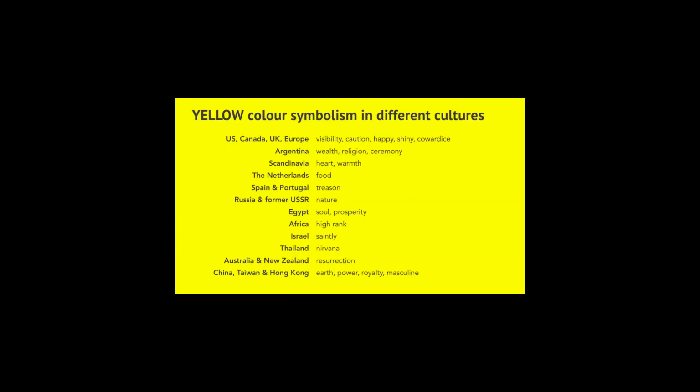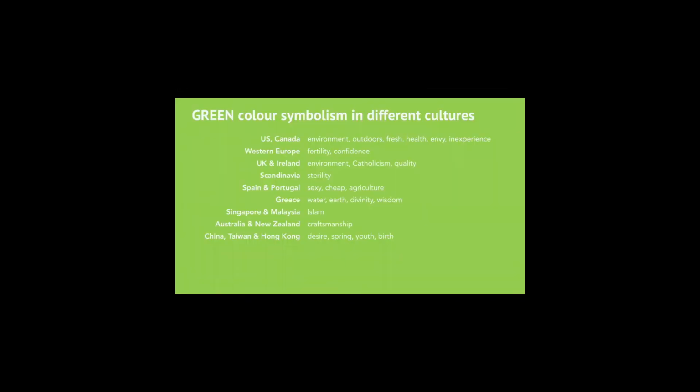Now with yellow, there are some interesting differences here. For example, in the Netherlands, it's related to food, or to nature in Russia, and in Thailand with Nirvana. Now green is more stable across all regions. It is a more environmentally connected color, but in Scandinavia it's considered to be connected with sterility and creates such emotions. Or in Spain and Portugal with cheap products.